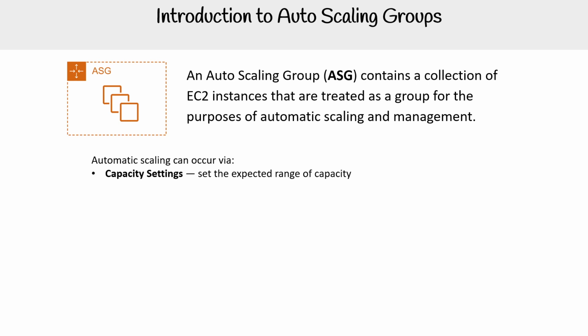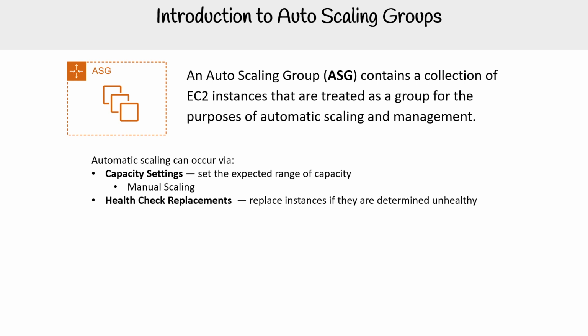You have capacity settings where you set the expected range of capacity, and this would be called manual scaling. We have health check replacements, where if it determines an instance is unhealthy, it's going to replace it. So we have EC2 or ELB health checks that we can utilize with ASGs.